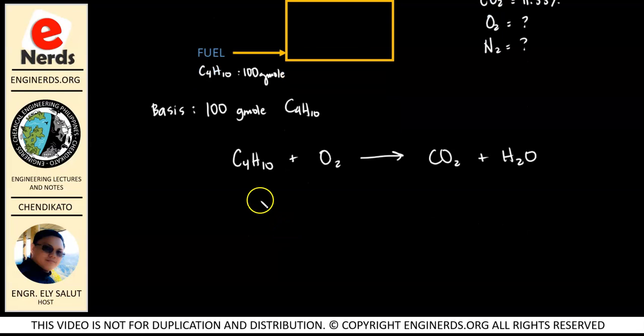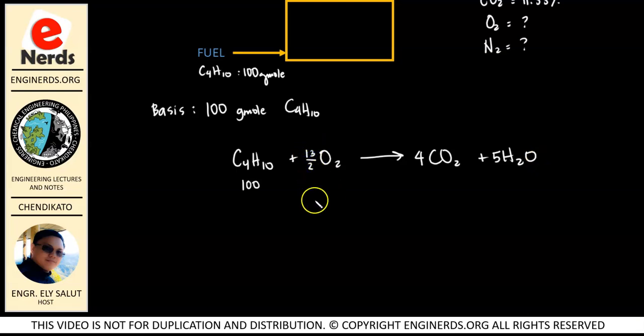Alright, so let us start here. We know that we have 100 gram mole of C4H10 based on our basis. We need first to balance our reaction. We have 4 carbon, so we have 4 in here. Next is to balance the hydrogen. We have 10 hydrogen here, so we need 5 in here. So how much oxygen do we have? We have 8 in here, 4 times 2 will be 8, plus 5 in here, so that means we have 13. Therefore, in here we have 13 over 2.